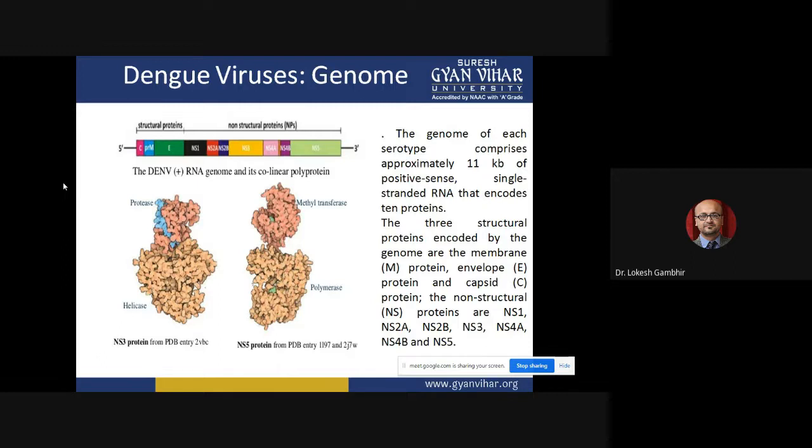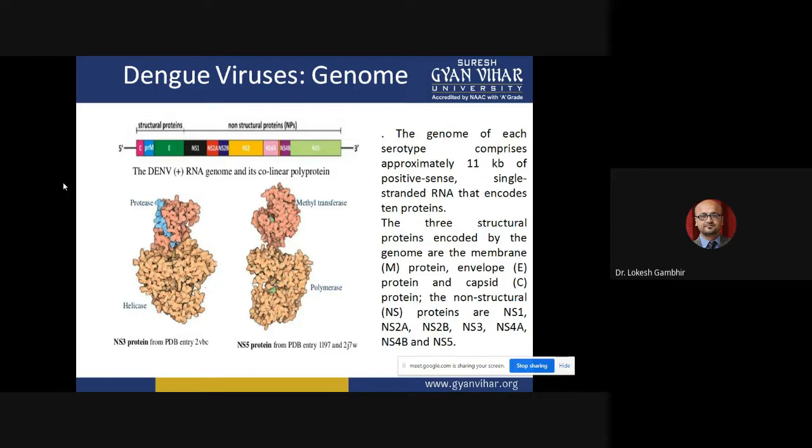Who will provide that function? If you want to cleave a peptide, you need an enzyme that will cleave the protein, and that enzyme is called a protease. But if the host protease, that means my protease, is able to cleave that protein, then it will cleave it completely and that viral protein will be non-functional.